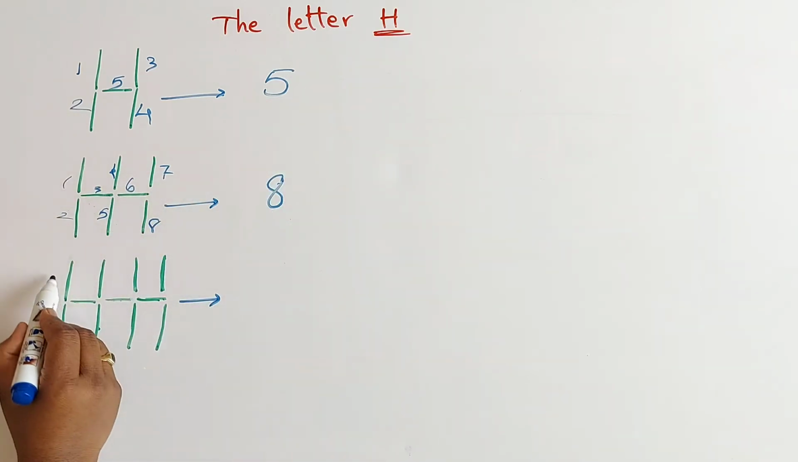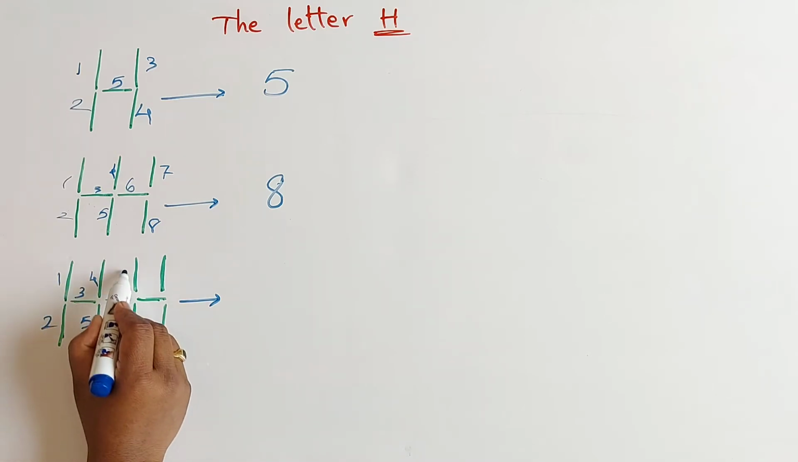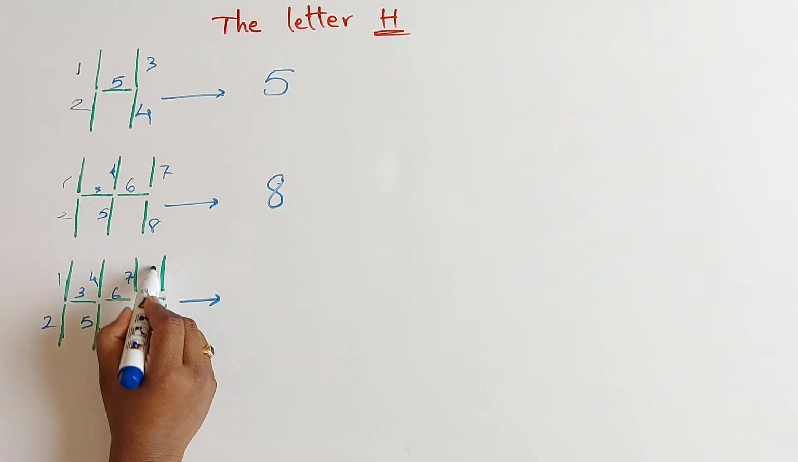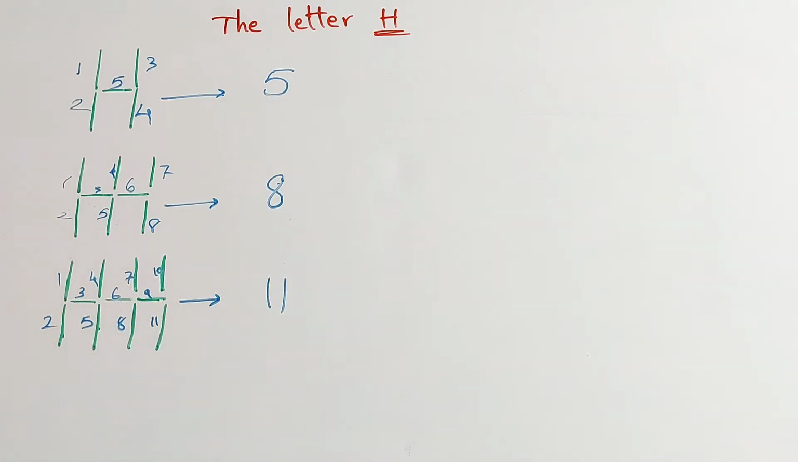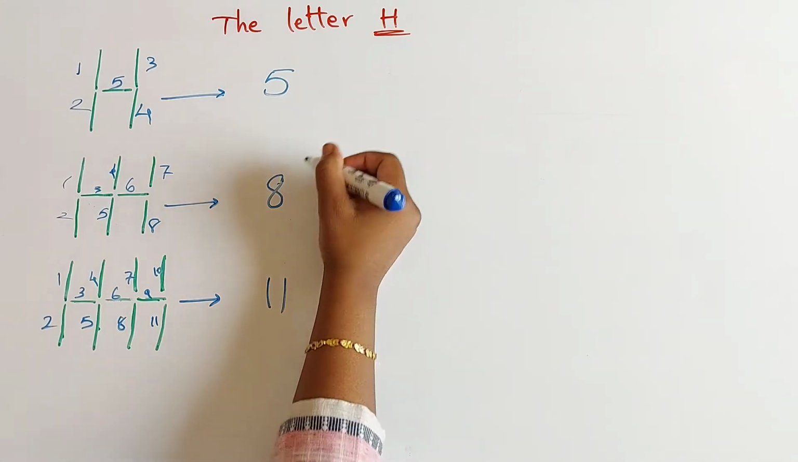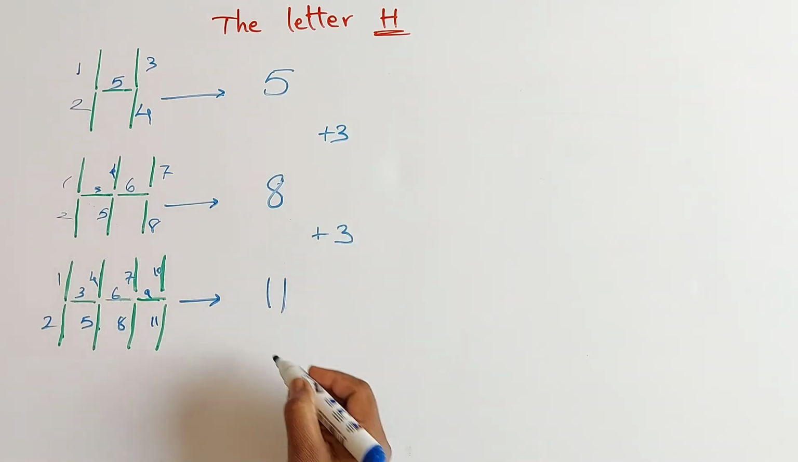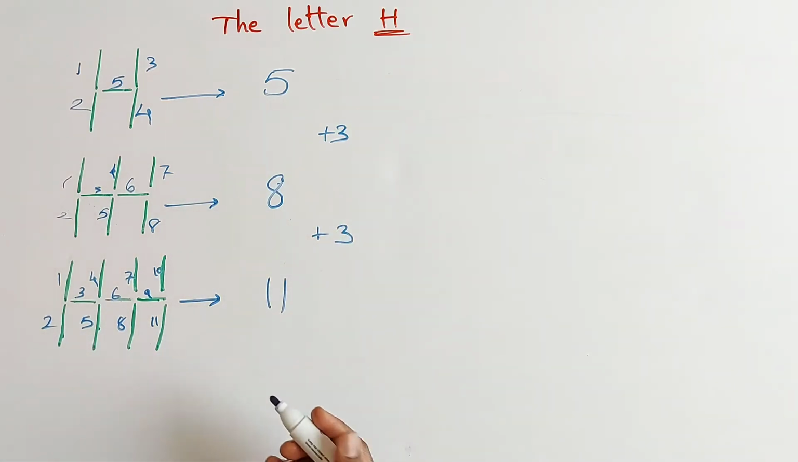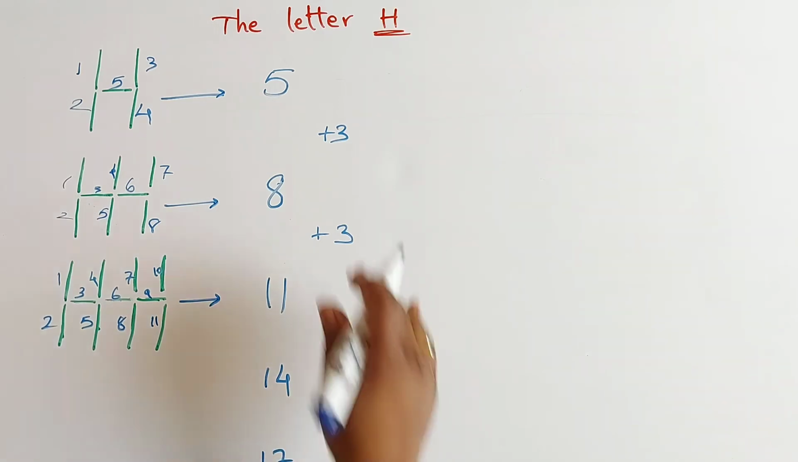For 3H, 1, 2, 3, 4, 5 children, 6, 7, 8, 9, 10, 11. 11 line segments we used, children. So here what is the difference? 5 plus 3 here and 8 plus 3 here. If we want to use more patterns, then it will be plus 3. That means 14, after that 17, and so on.